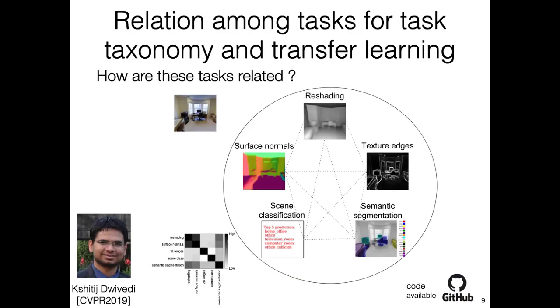I will start by talking about this project, which was mainly done by my PhD student, Shitish, and was published at CVPR last year. We wanted to study the relation among tasks to build a task economy, with application in transfer learning. So the question is, how are different vision tasks related? In this case we studied vision, but it could later be extended to other modalities.